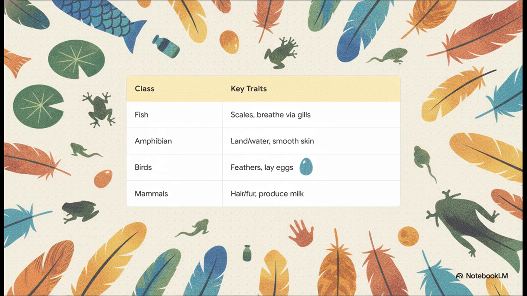Okay, let's look at the vertebrates. Consider this your rapid-fire cheat sheet for vertebrate traits. Ready? Fish have scales and use gills. Amphibians have smooth skin and split their lives between land and water. Birds are exclusively defined by feathers, wings, and egg-laying. And mammals? They're defined by having hair or fur and producing milk for their young. Memorize these distinct markers, because I guarantee the exam will absolutely try to blur the lines between them.